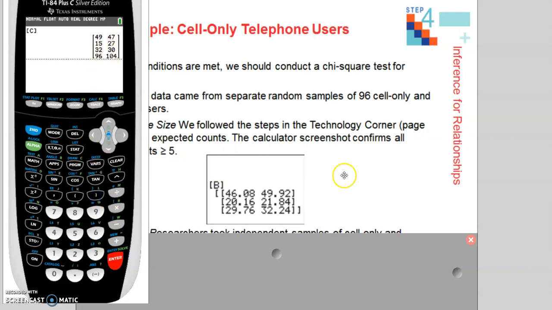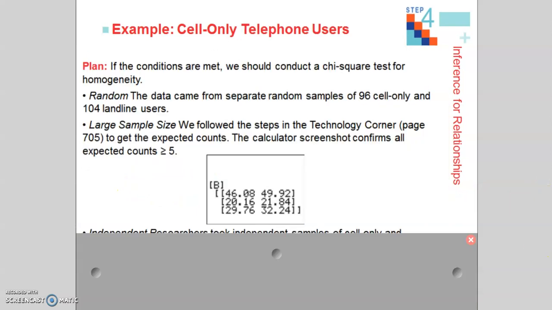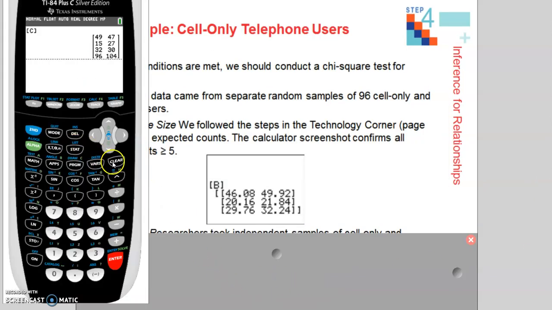You can see those, I've already put those values in there, except I accidentally included a row for totals. I need to get rid of that. So I'm going to go second matrix, I go to edit, I'm going to type this as matrix C, and I actually want 3 rows and 2 columns, and there are the 6 observed counts I got for those 6 categories. All right, now I'm ready to go to stat and test, and then it's going to be towards the bottom of my list.